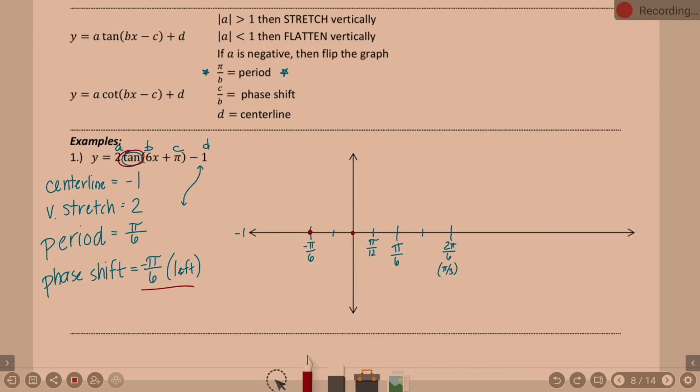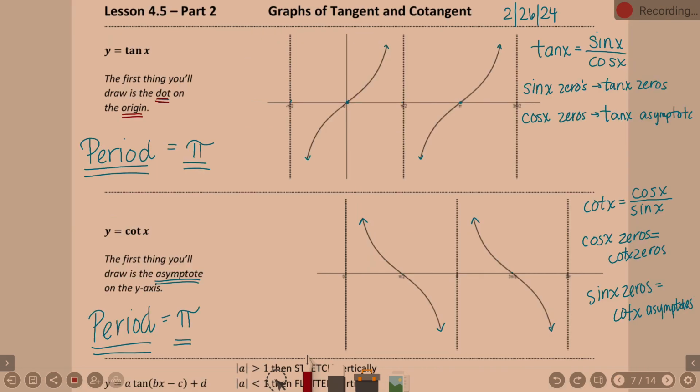If we go a little farther, where else would be dots? Pi over 6 and 2 pi over 6. Okay? Those are dots. Those represent once every period. What goes in the middle of every period then? An asymptote, okay? So here we had dot, dot. In the middle of them is the asymptote.